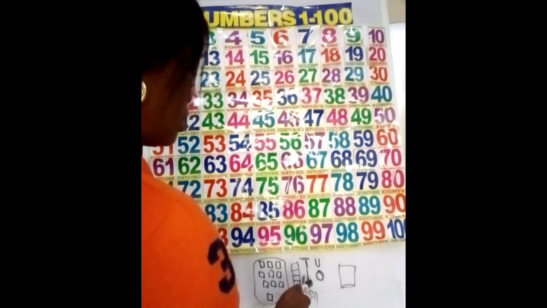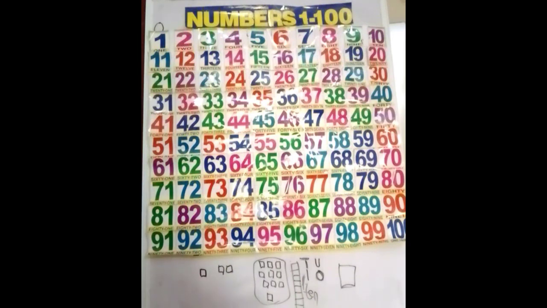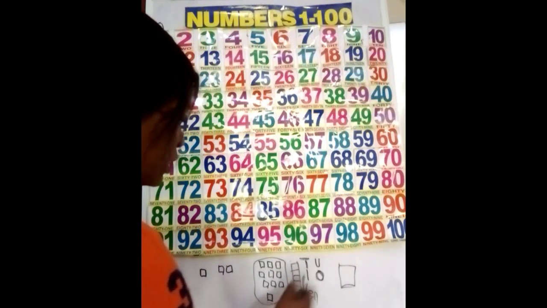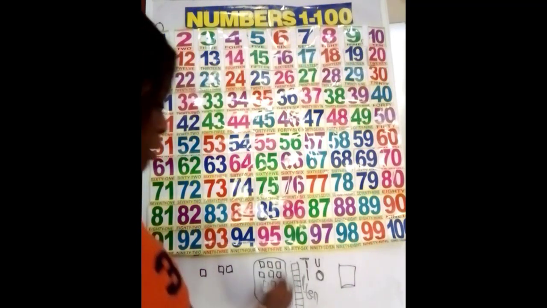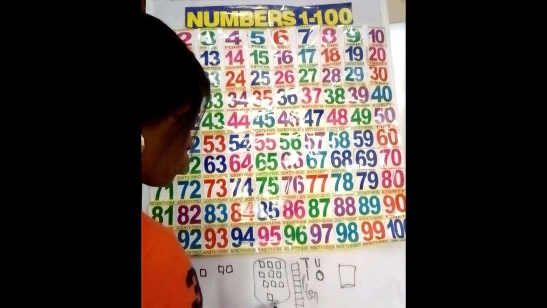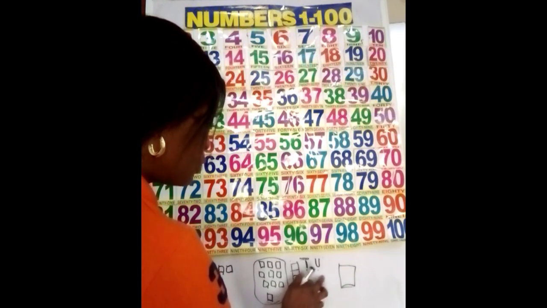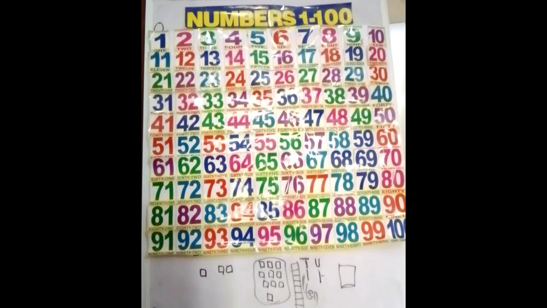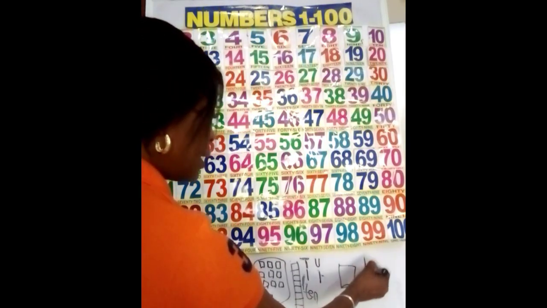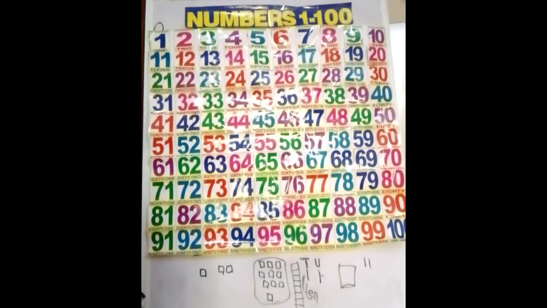0 units, 10. Now, if you add one more unit to this 10, what do you have? This is one column of 10, and then this 1 unit will come under the unit section. So you have 10, 1 unit, and that number is 11.